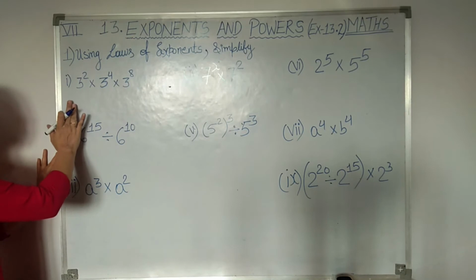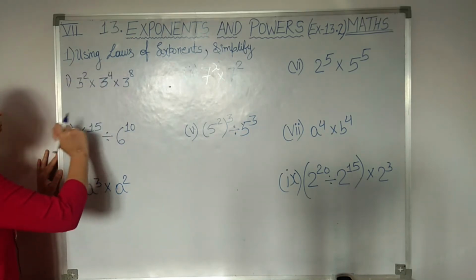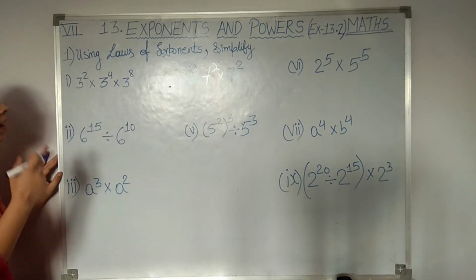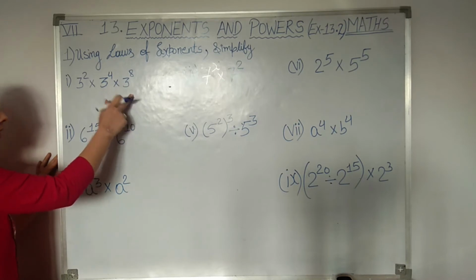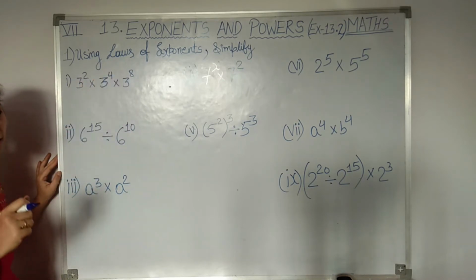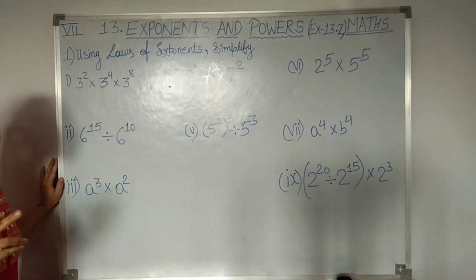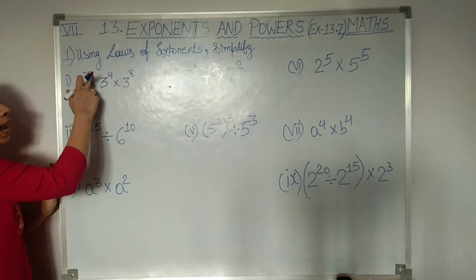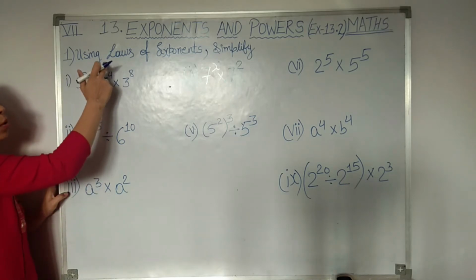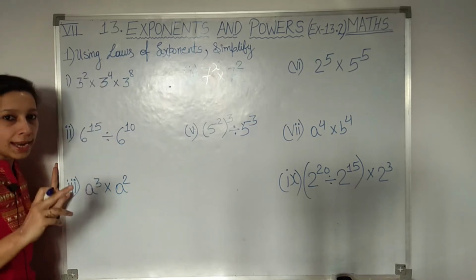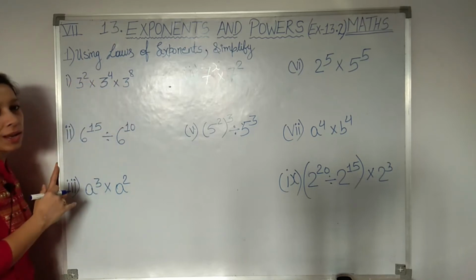Okay students, you can see the first point, 3 squared into 3 raised to the power 4 into 3 raised to the power 8. Which law can we use here? You can see bases are the same and the exponents are different, and they are in multiplication. So we use the first law, which states that a raised to the power m into a raised to the power n is equal to a raised to m plus n. Means base we take as common and powers we are going to add.